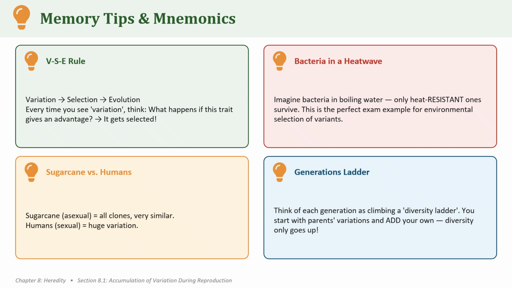Next is the generation ladder. What happens here? Think of each generation as a diversity ladder. You start with your parents' variations and add your own. Then what happens? Diversity will go up.